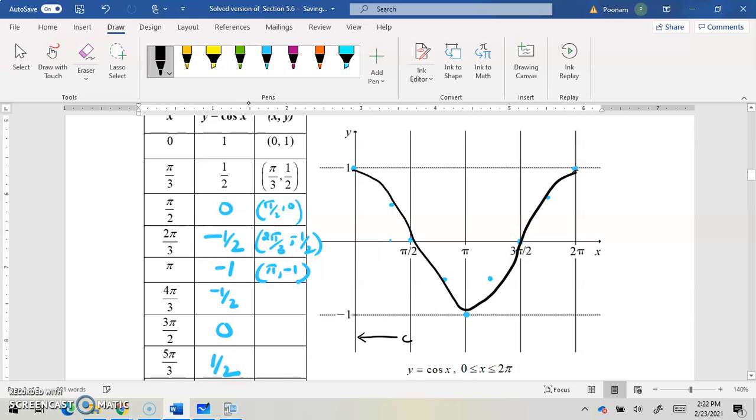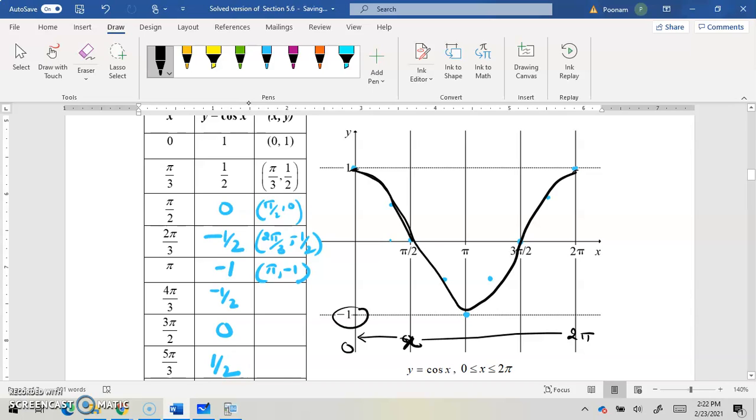Again, I took the values from 0 to 2 pi, right? So the x value is lying between 0 and 2 pi. And this is a periodic function, so we can just extend it. So the curve is going down. The highest it goes is 1. The lowest it goes is negative 1.